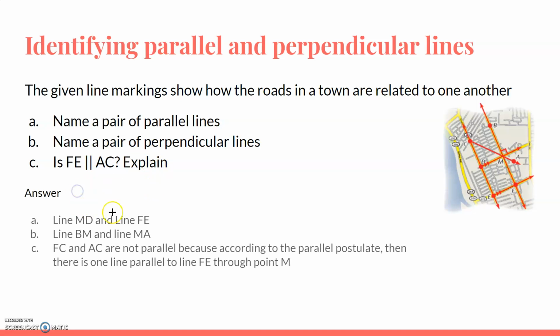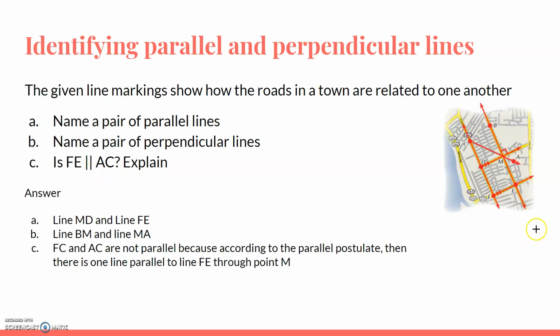Alright, so the answer. As you can see here, line MD and line FE are parallel. That's because we see the two arrows here, that represent, as we learned, that they are parallel. Then next, line BM, right here, or BF, whatever you have to say, and then line MA, or MD. They're perpendicular because of the right angle symbol we see right here.